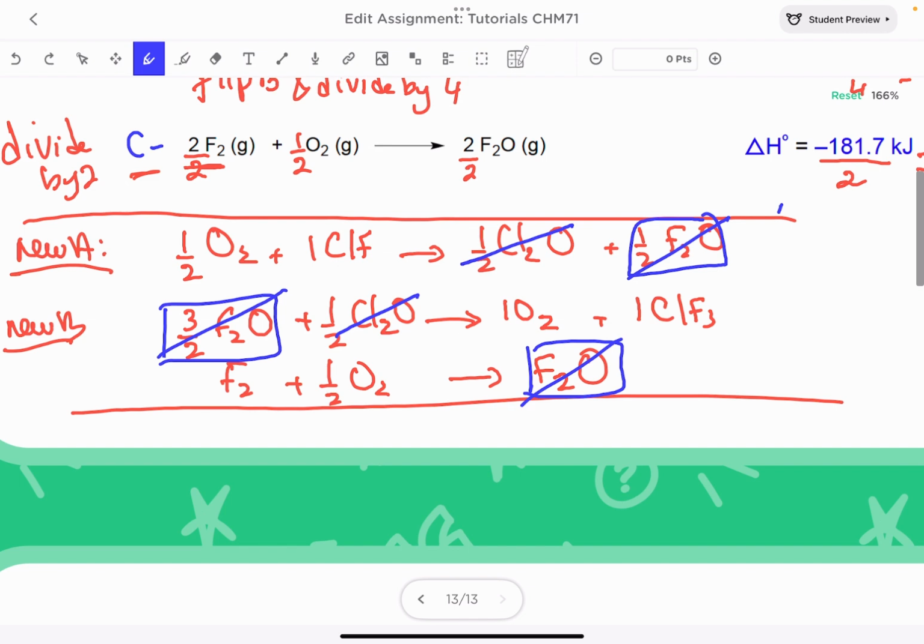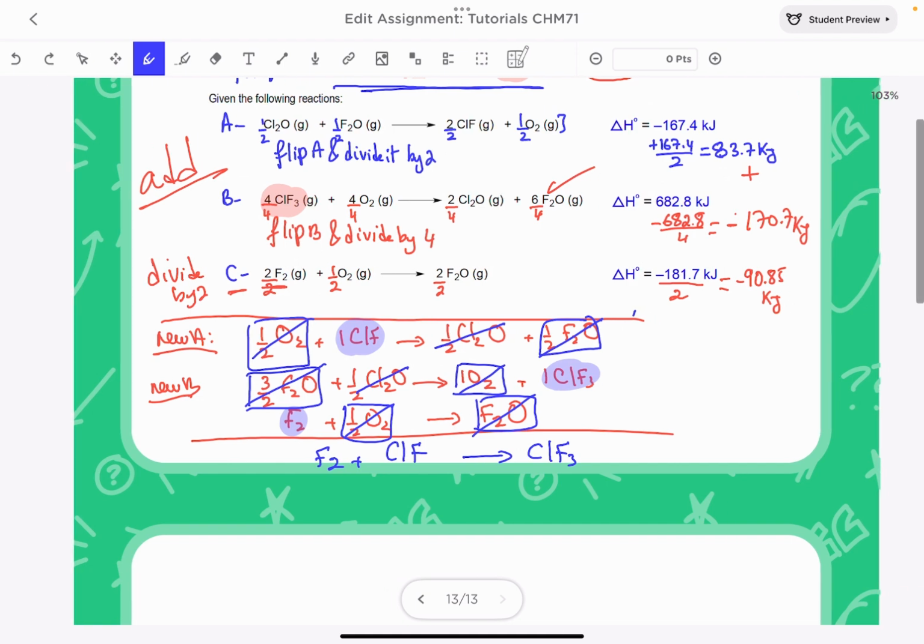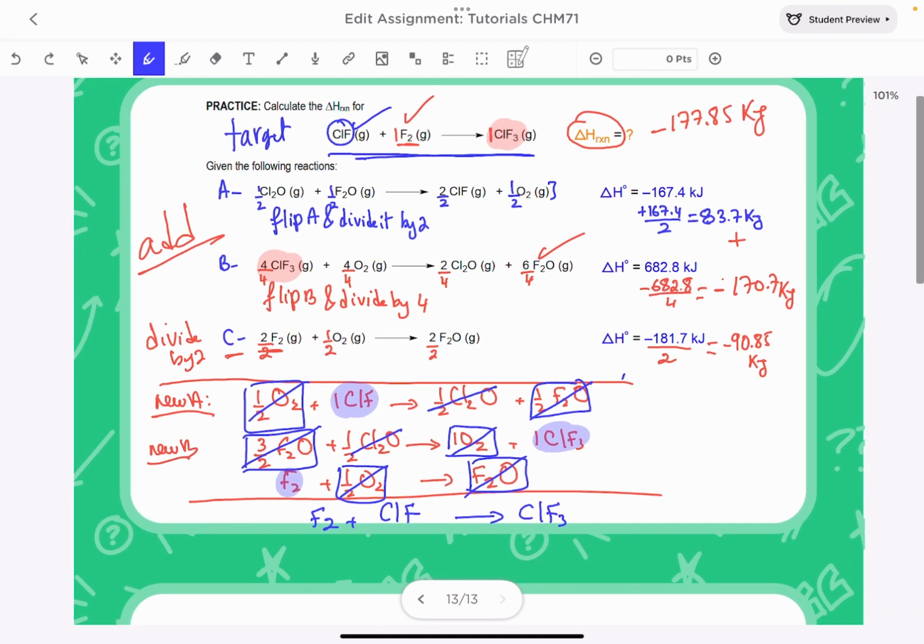I got rid of Cl2O. I have half O2 and half O2. That means 1 O2. But on the other side, I have another 1 O2, so they cancel out. The only remaining substances is CLF, F2, and ClF3, and that's exactly what I need. F2, ClF, giving ClF3. Look, here's the target equation. I got it back with an enthalpy of negative 177.85 kilojoules.